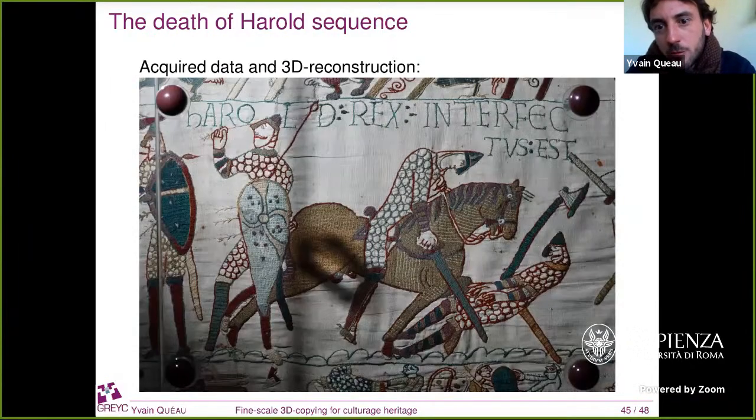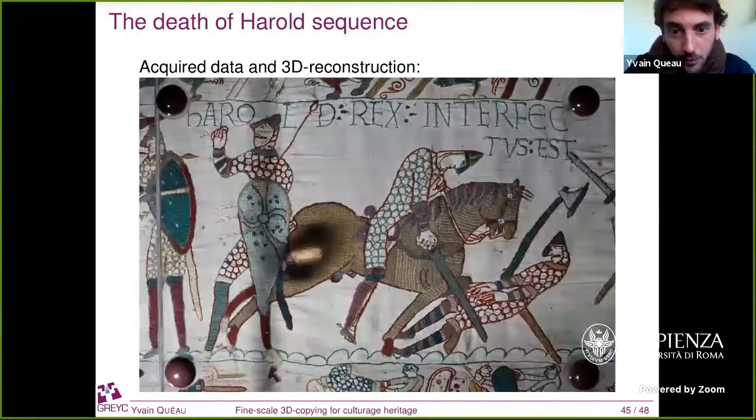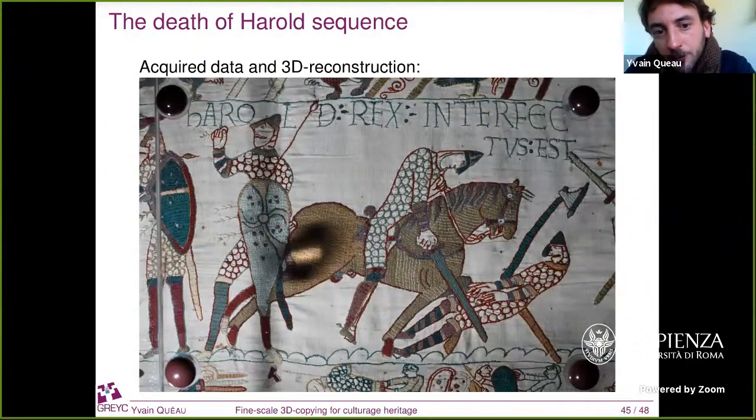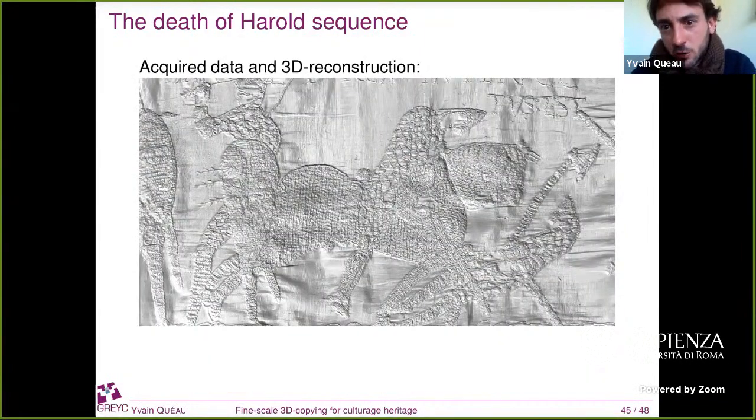Here I'm showing three images out of the 12. You can see that there are some artifacts which are due to the presence of the balls. They create outliers to our model, which is why we need robust algorithms. But the algorithm actually works, and for the Duke's arrow sequence, we get such a 3D reconstruction.